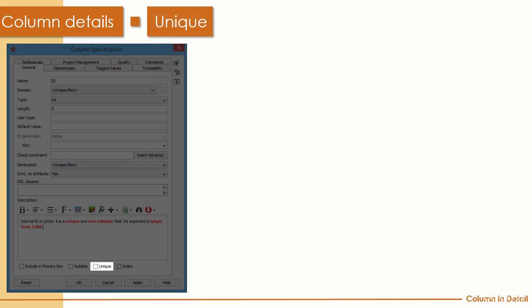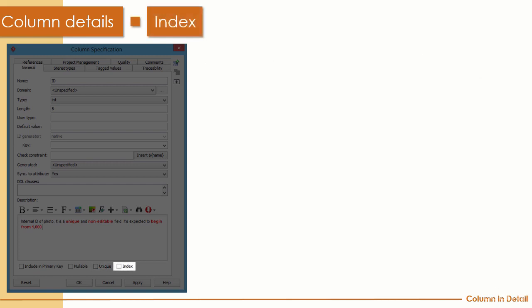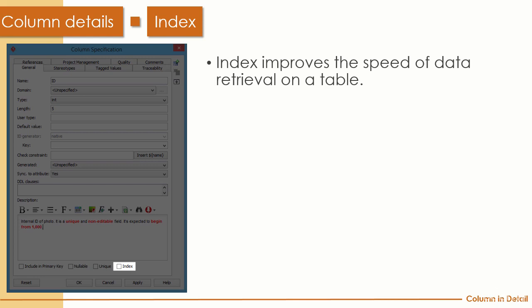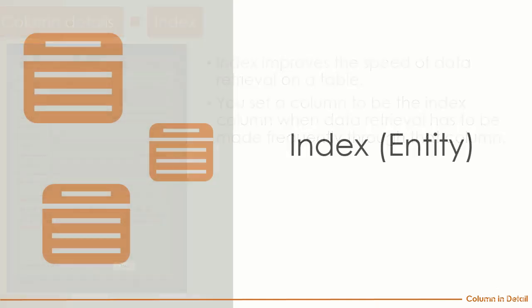And next to nullable is unique. It is used to ensure the data in this column is not duplicated across the whole table, and it can be null. And the index is used to improve the speed of data retrieval. You can set the column to be indexed, then all the data in this column will be indexed by the database engine. And we will look at the index in more detail.